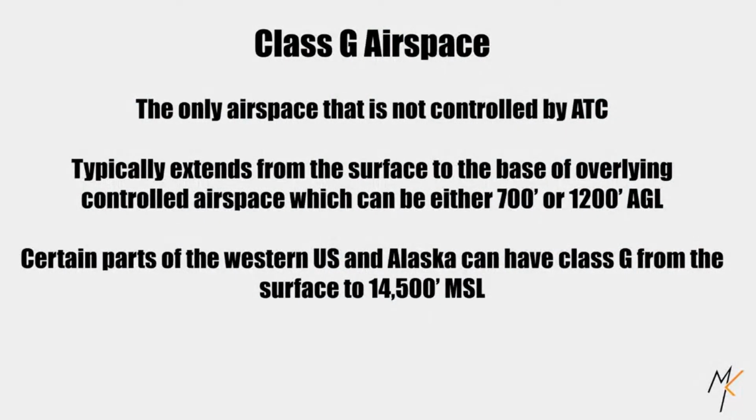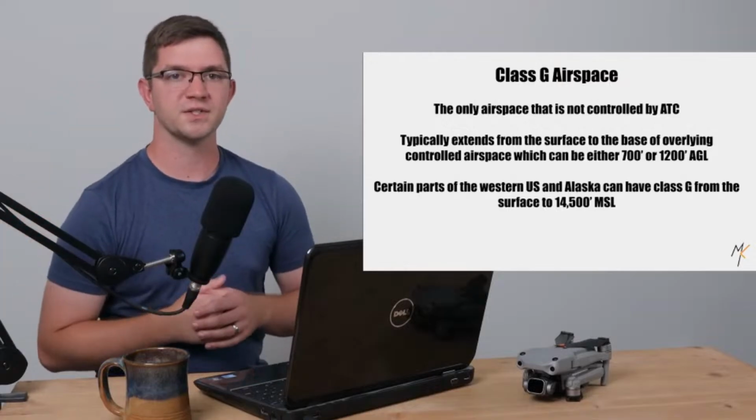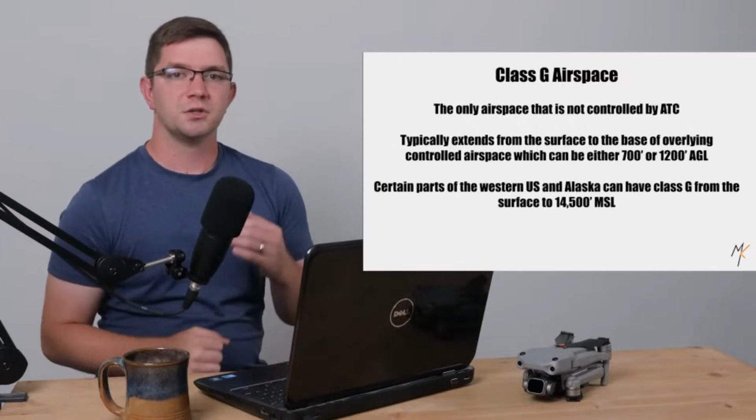And this is the only airspace you do not have to get clearance from ATC to fly your drone in. It can start from the surface and go all the way up to the base of controlled airspace that overlays it, which can vary between 700 feet to 1200 feet.